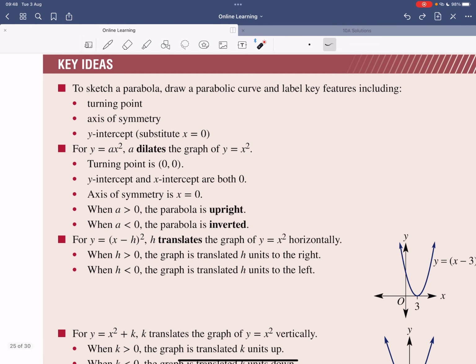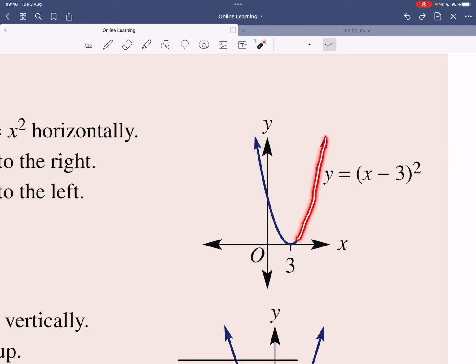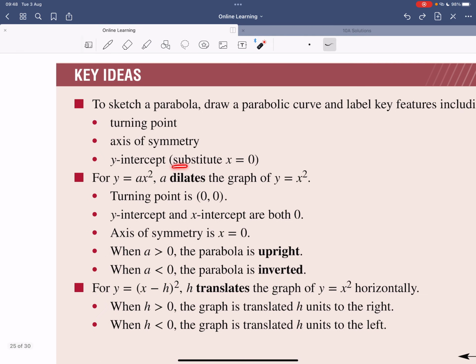Okay, so let's keep going. And then, of course, the y-intercept. That's where this line touches and crosses through the y-axis, and it's right there. Like the key idea says, it's found where x equals 0, and that's why it says substitute x equals 0. Because for any equation that you're given, if you substitute x for 0, you'll find where the y-intercept is. All right, so they're the main ideas for all of the functions we're looking at.